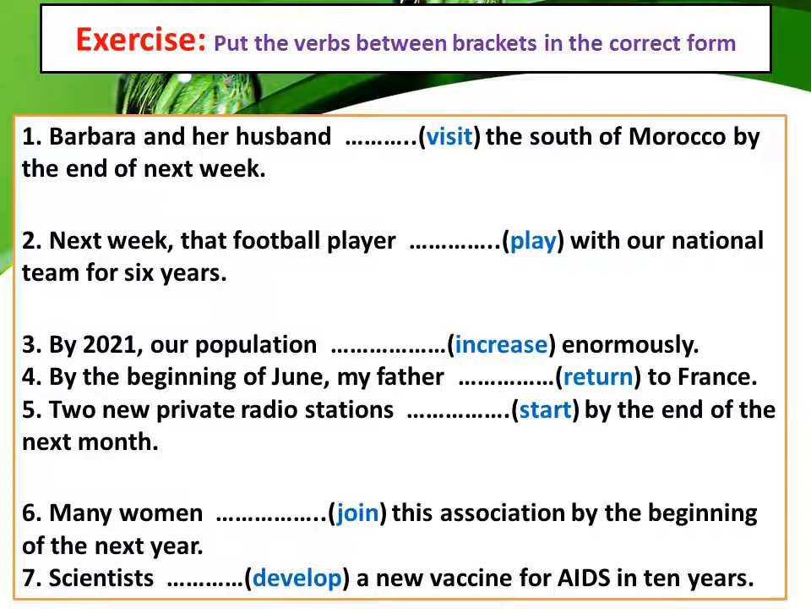Increase يعني ترتفع ولا تزداد مثلا بشكل كبير. 4. By the beginning of June, my father returned to France. 5. 2 new private radio stations start by the end of the next month. 6. Many women join this association by the beginning of the next year. 7. Scientists develop a new vaccine for AIDS in 10 years. Okay, so these are examples. You try to put the verbs in brackets in the future perfect tense.